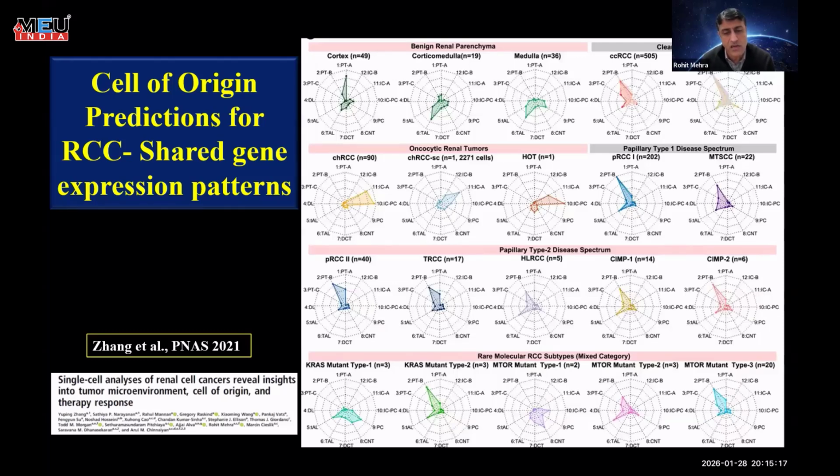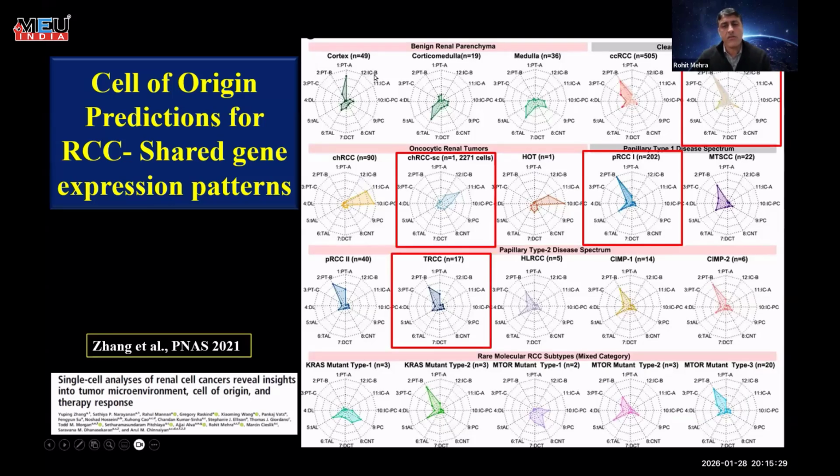We published this study a few years back, and this study is based on single cell sequencing, where we are able to perform putative cell of origin predictions for different renal cell carcinoma subtypes. So the way to read this figure from this paper is that these are radar plots, and these are different cell types which are listed along the outside of the radar plot, going from the proximal nephron cells, which include PT A cell, B cell, C cell of the proximal nephron, then cells emanating from the loop of Henle, and then the distal nephron cells, which include the intercalated cells and principal cells.